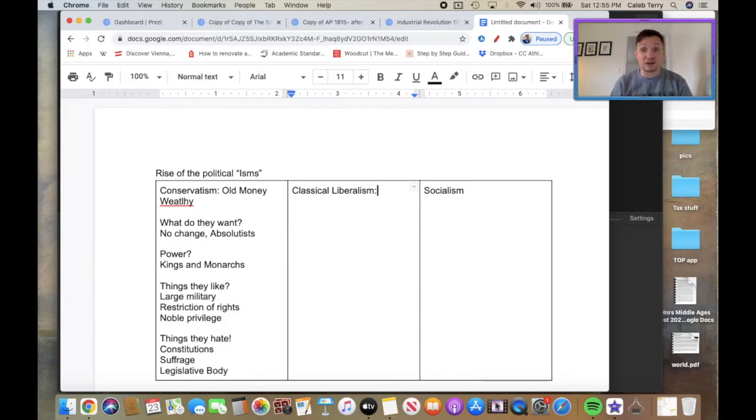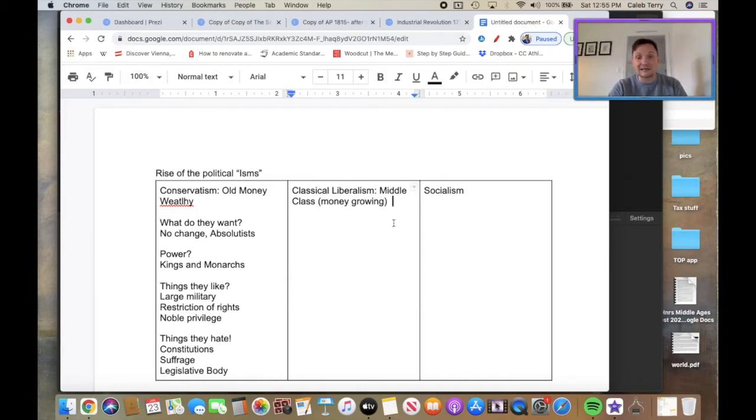So now let's jump over to classical liberals. These people are the middle class, the burgeoning middle class, money growing. These are the people that are garnering their wealth. The Industrial Revolution was occurring in Britain during this time period, so they're starting to see their monetary funds grow. So that's who they are.